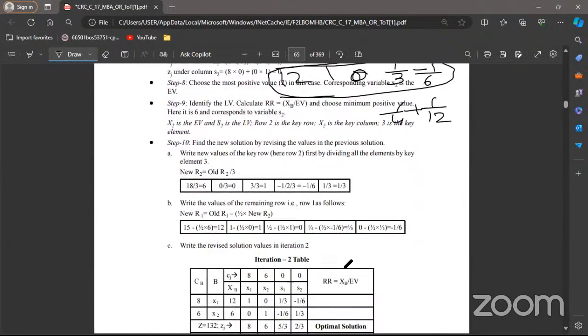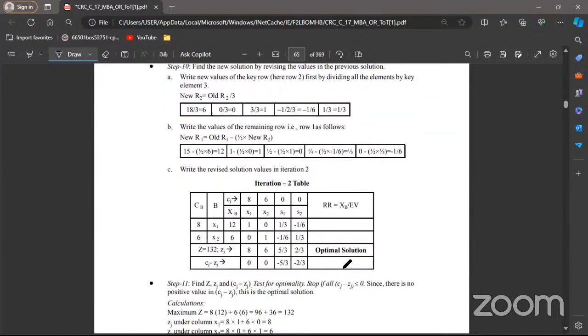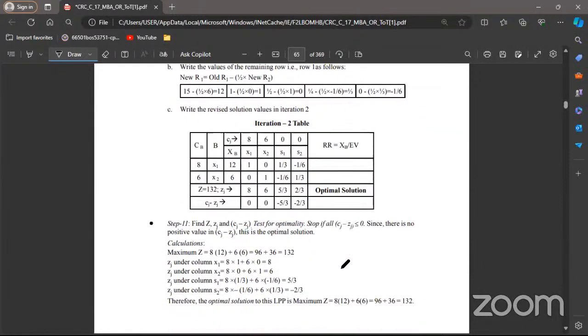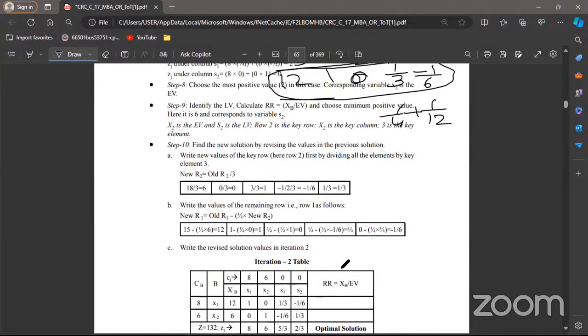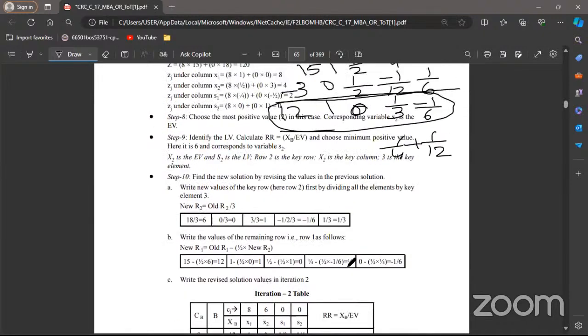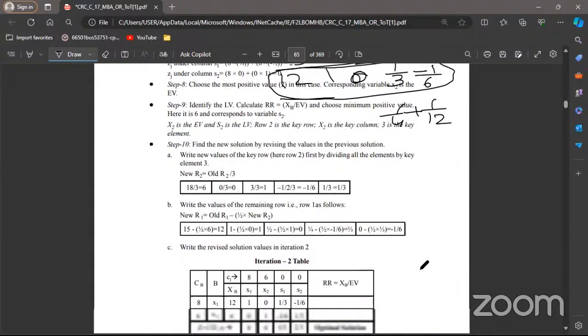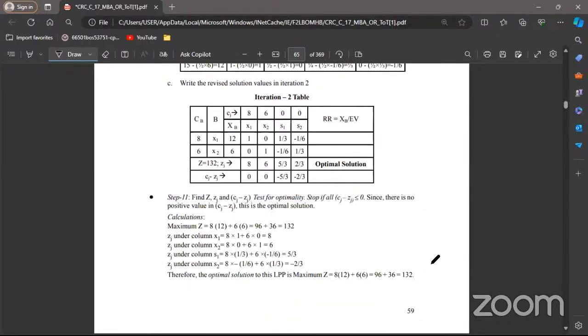Yeah, he has given here new row values, new key row values, new non-key row values. Are we getting the same values? 12, 1, 0. Yes, we have got the same values. Okay. Now substitute in the new table.